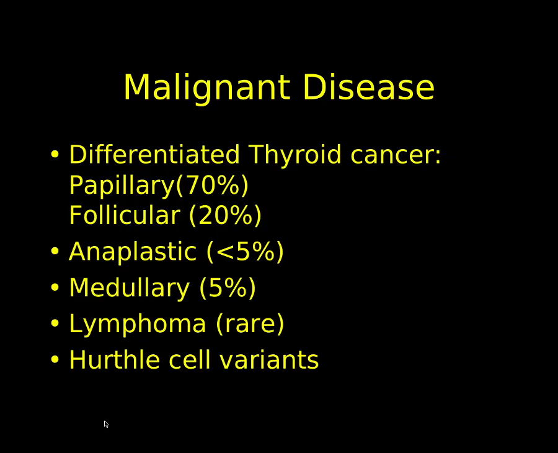I'm just going to mention Hürthle cell variants. These are just a subset of differentiated thyroid cancers which do not take up radioactive iodine, and therefore we cannot use that to look for metastatic disease. You can also see metastases in the thyroid gland, but they are not very common unless there is extensive metastatic disease elsewhere from a tumour, so they don't very often cause a diagnostic conundrum.